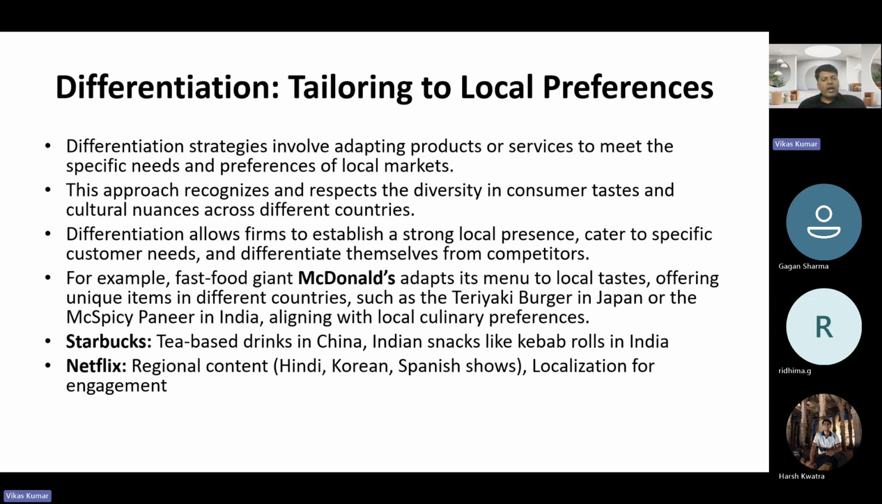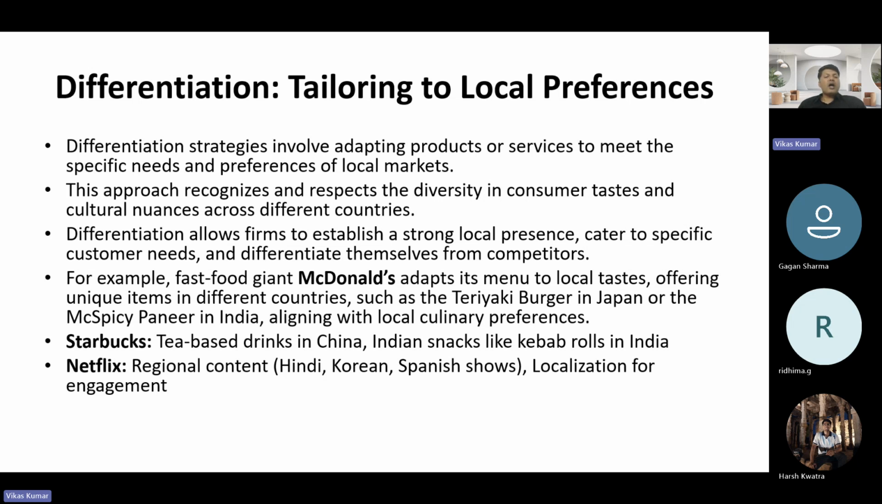When it comes to Netflix, they are not offering only English web series or English movies in India or in any other countries. They are providing regional content in regional languages, with subtitles, and when it comes to dubbing, they dub their movies or original series into regional languages like Hindi, Korean, Spanish, French, Chinese, Mandarin, or Telugu, Tamil, and they focus more on localization for better engagement on their platform.